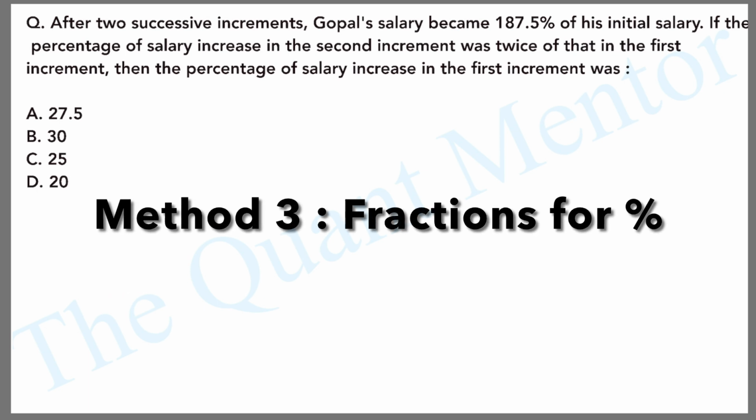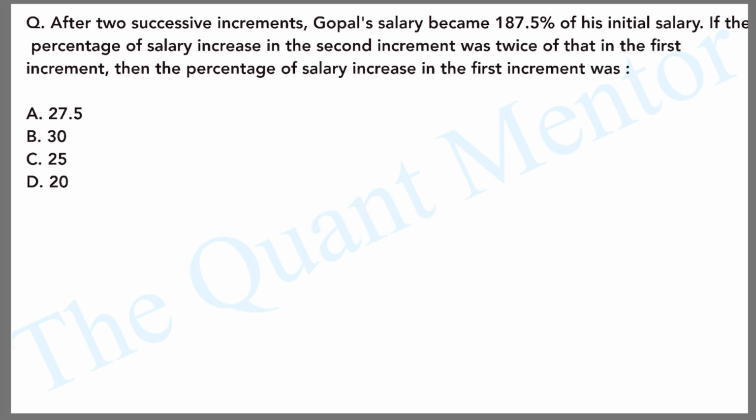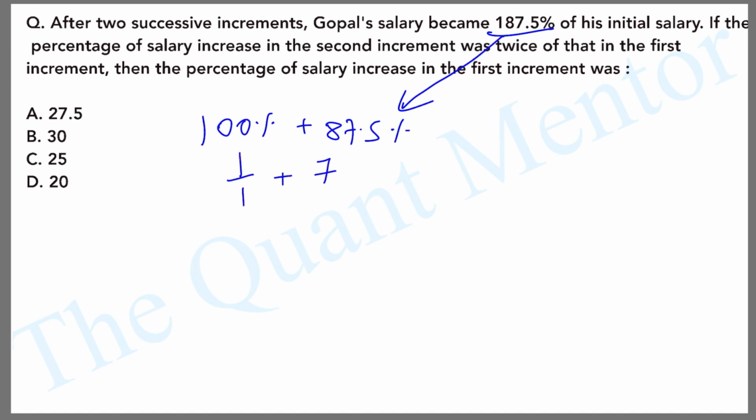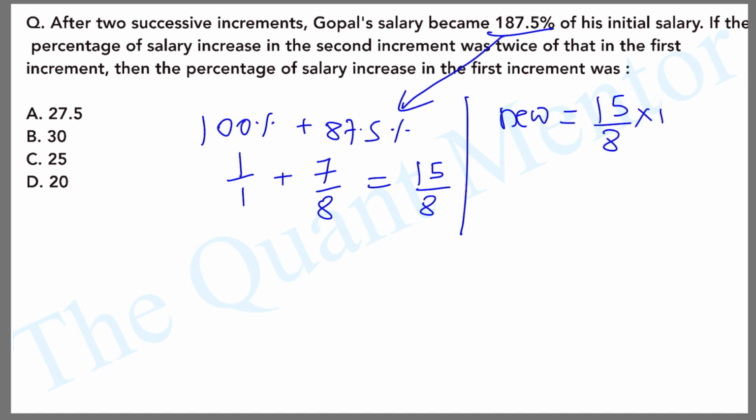But now let's look at the fastest way of getting the answer. 187.5 is a very amazing number. 187.5 can be split as 100% and 87.5%. 100% in fraction would be 1 upon 1 and 87.5% in fraction would be 7 by 8. If you add these two fractions, you're going to get 8 by 8 plus 7 by 8 or 15 by 8. The question tells you that the new salary of Gopal is actually 15 by 8 times the initial salary.